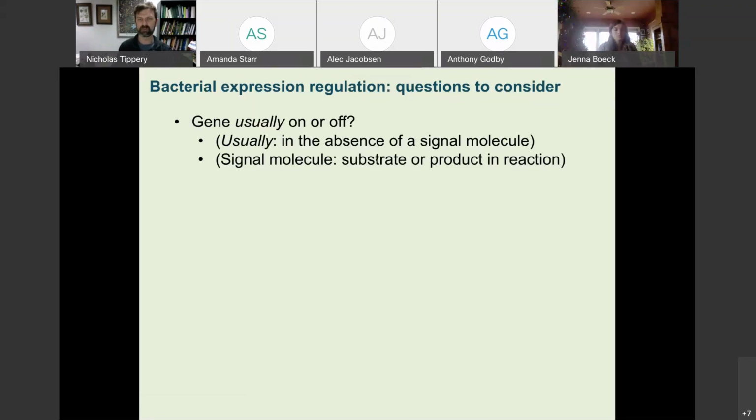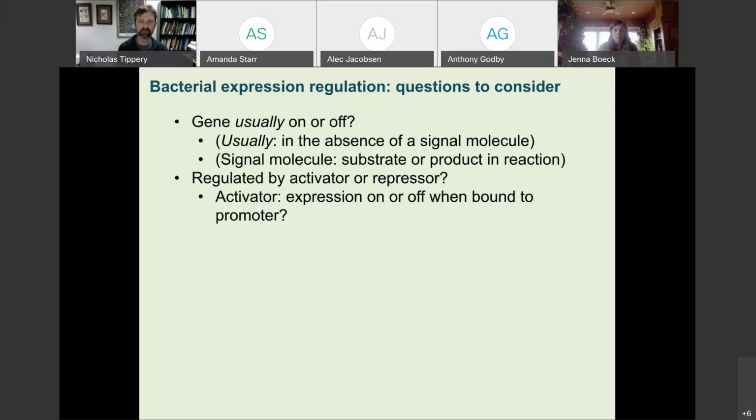So molecules that are substrates or products in the reaction that's being done. Substrates are the signals for inducible systems, so something that needs to be broken down. Products are the signal molecule in a repressible system, something that would need to be turned off if it's in abundance. So inducible, repressible, affected by substrate or product for the signal molecule, regulated by an activator or repressor.